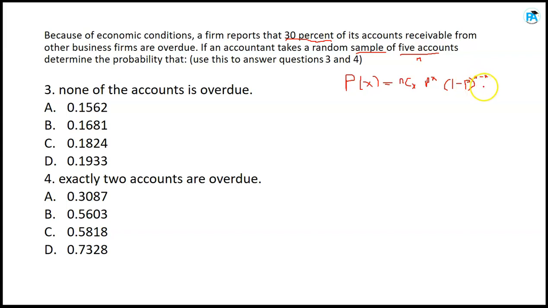Now this 1 minus P, some people write the whole thing as Q. Even if you've written it as Q, to get a Q you still do 1 minus P. So that's why I've decided to write it in full at once, 1 minus P. Okay, so this is a binomial formula. Are you with me? This is a binomial formula.